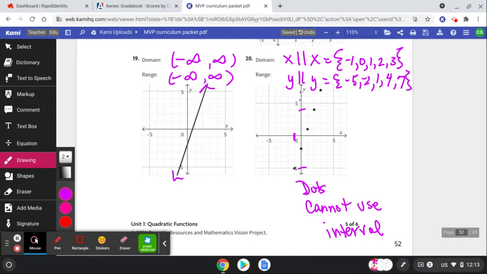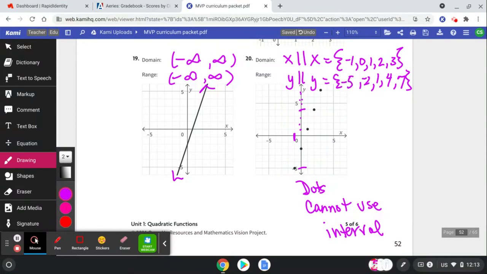Let me double check that last one. 1, 2, 3, 4, 5, 6, 7. Yeah, I guess that's at 7. So when you have specific dots like that, a discrete graph, you just have to list them out. You can't use interval notation because there's no points in between.